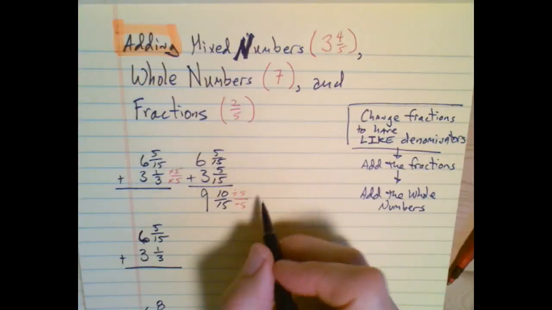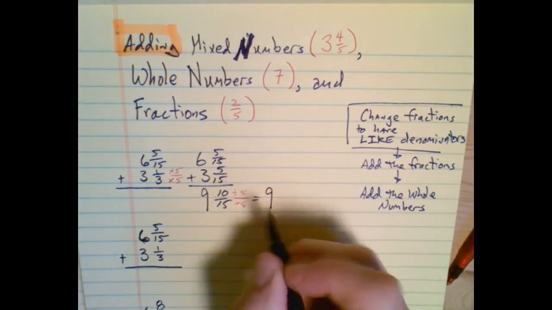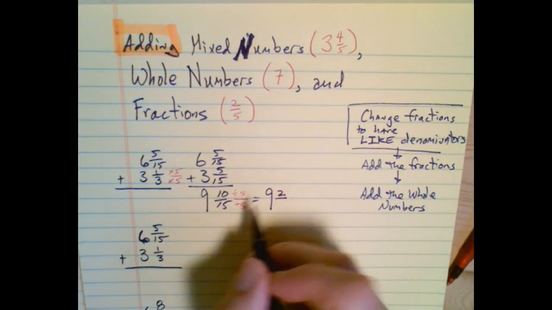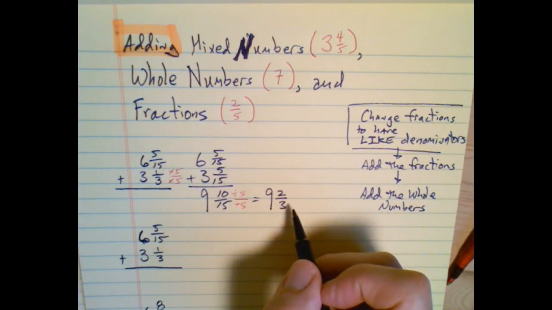When I do that, that just affects my fraction part. So the 9 comes along. But 10 divided by 5 is 2, and 15 divided by 5 is 3. There's my final answer, 9 2/3.